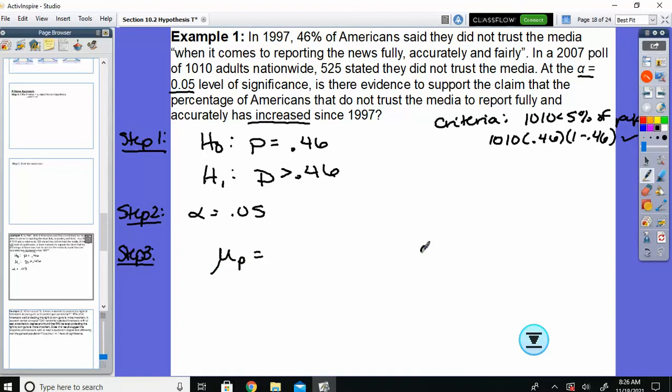If we're going to calculate a z, we need the mean and standard deviation. So the mean is just our p. Standard deviation for p hat is the square root of p times 1 minus p over n. So we get a standard deviation of 0.015682.